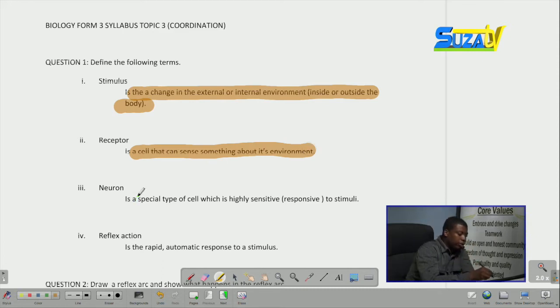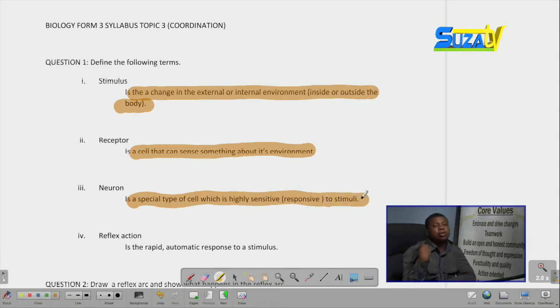We have a neuron. What is a neuron? We all know that a neuron is nothing but a special type of cell which is highly sensitive or responsive to stimuli. So a neuron is a special type of cell which is very sensitive to any slight change in stimulus. If a stimulus occurs to the body, the neuron is very sensitive to it. So the neuron is a special cell which is very sensitive to the changes of the environment. That is, it is very sensitive to stimuli.